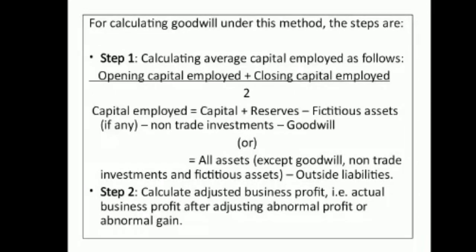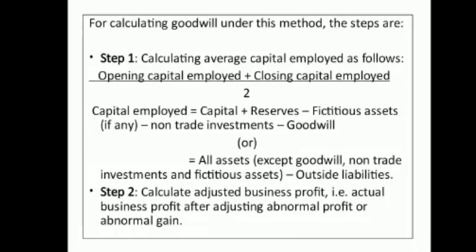Next, we are going to see how to calculate goodwill under this method. First, we have to calculate the average capital employed. Average capital employed is calculated as the opening capital employed plus the closing capital employed, divided by 2.